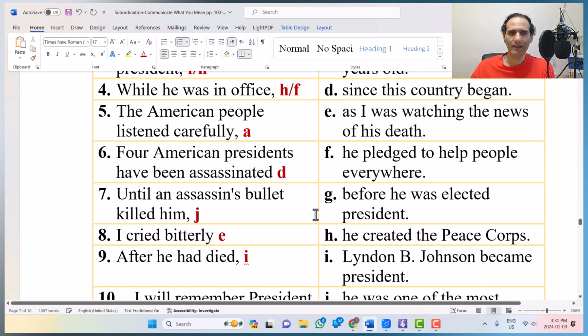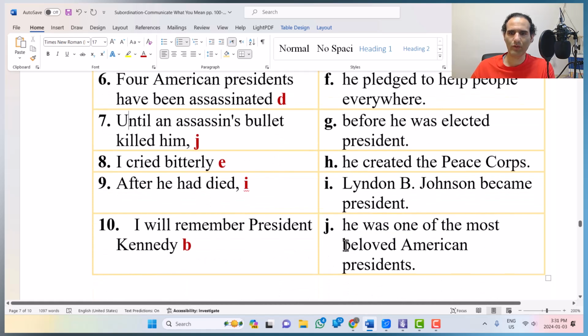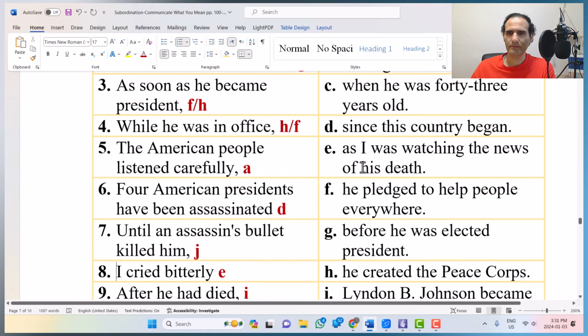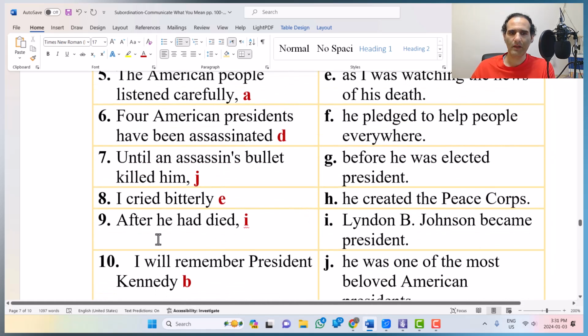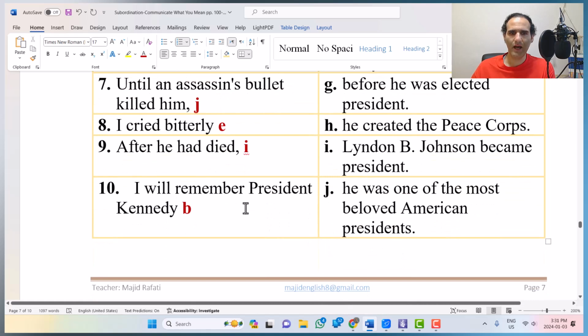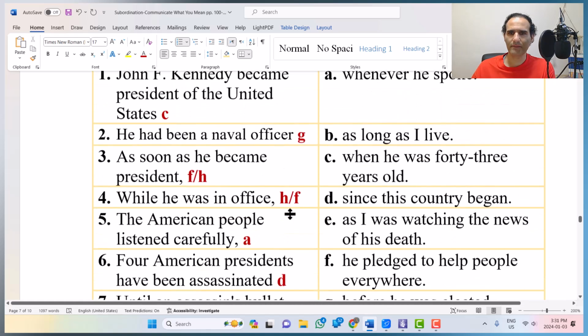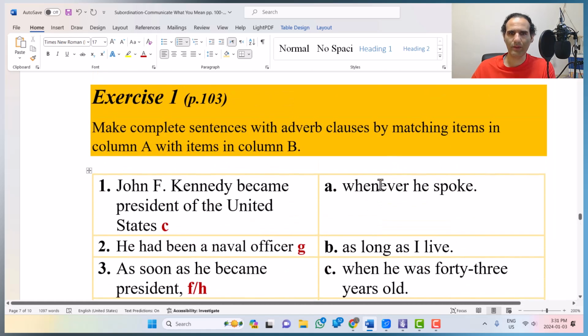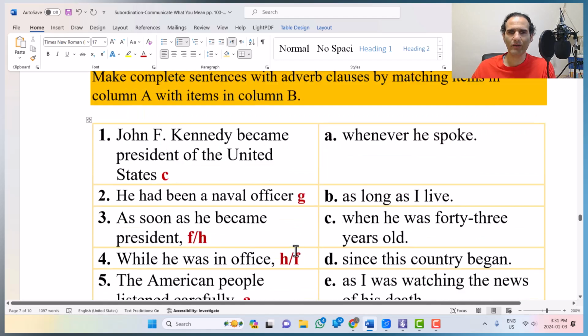Number 7, until an assassin's bullet killed him. J, he was one of the most beloved American presidents. Beloved. I cried bitterly. E, as I was watching the news of his death. After he had died, I, Lyndon B. Johnson, became president. And 10, I will remember President Kennedy. B, as long as I live. Okay, so this was the exercise on adverb clauses of time about President Kennedy.